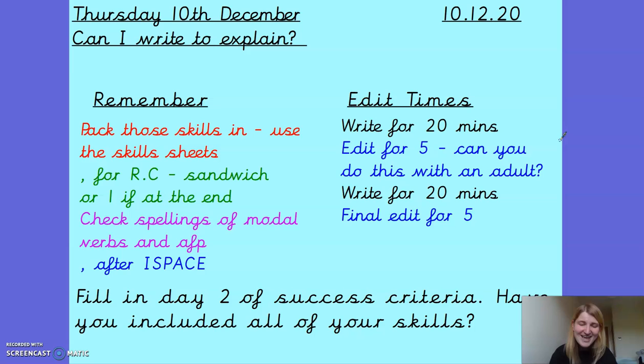Super proud. Okay, so now you've finished. First thing to do, finish off filling in your success criteria, whether it was the one you printed off, whether you put it in your margin or whatever. Have a look through, fill in. Have you managed to include all your skills? If not, that could be something that we can go back to in just a minute, okay?